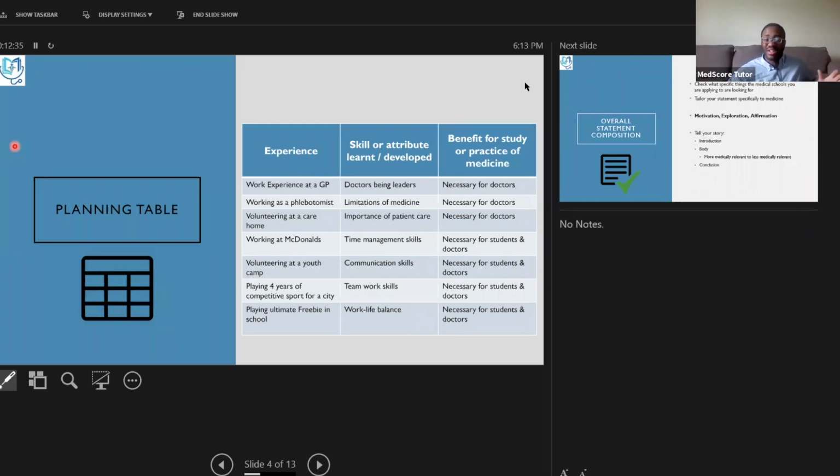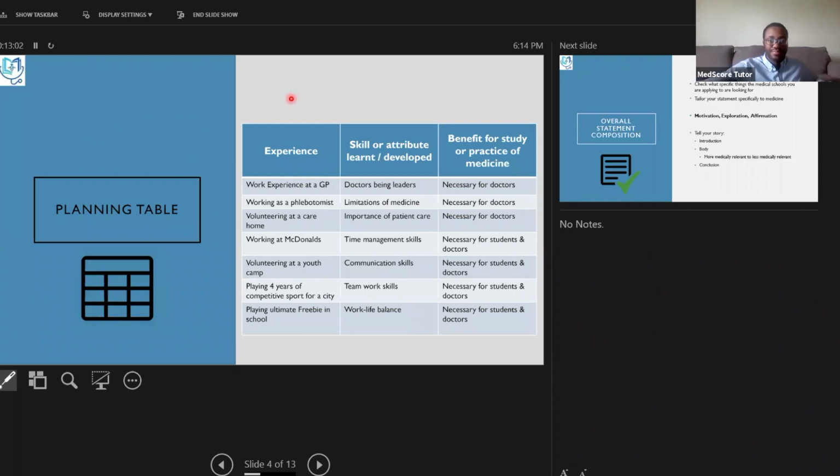So we've just talked about what we're going to go through, and we've talked about things to include in your intro. Now I'm just discussing this planning table system that helps you organize what you're going to write in the body of your personal statement. And again, if anybody has any questions or comments, please message in the group chat, and I'll be happy to answer those at some point as we go through.